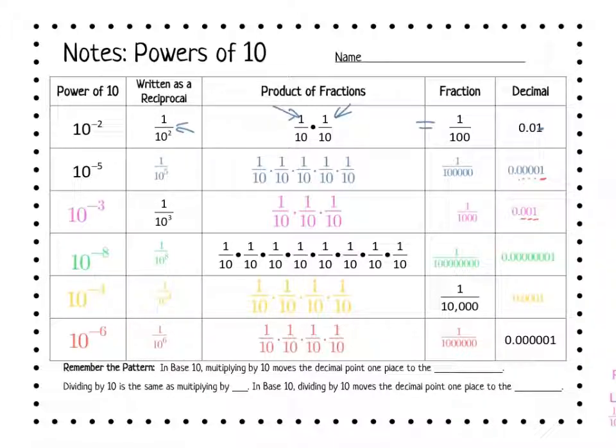Now we have some notes to fill in at the bottom. Remember the pattern. If it's a base 10, multiplying by 10 moves the decimal place 1 place to the right. Dividing by 10 is the same as multiplying by 1/10, as we talked about when we have all our 1/10ths up there. And in base 10, dividing by 10 moves the decimal point 1 place to the left.